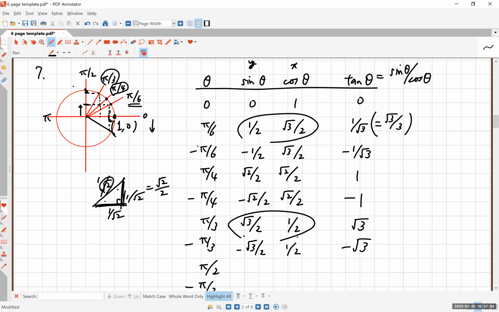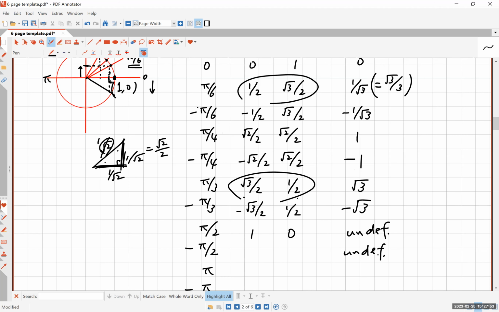At this point, now this point is (0, 1), right? And so the y coordinate is 1, the x coordinate is 0, and 1 divided by 0 is undefined. So the tangent is not defined at pi over 2. Now the same thing happens.